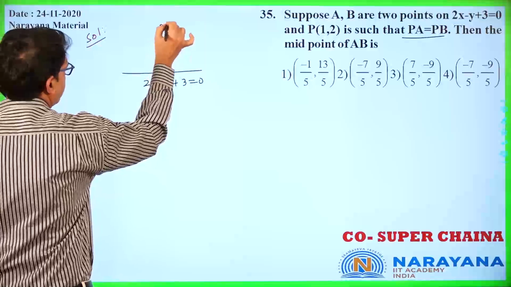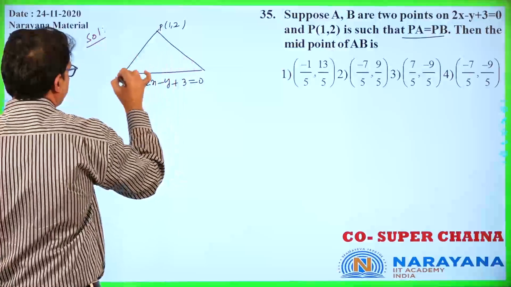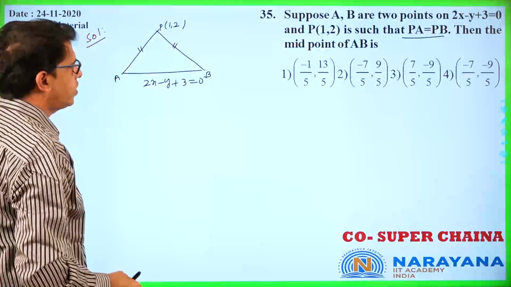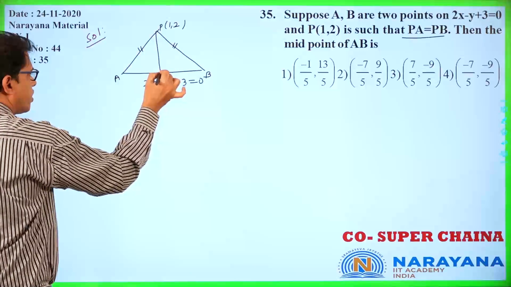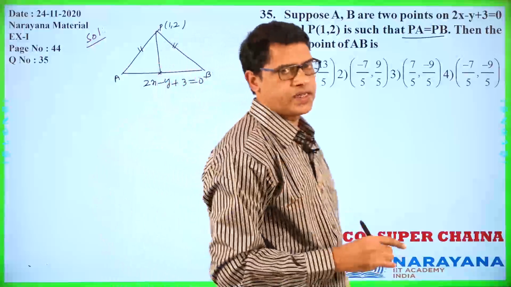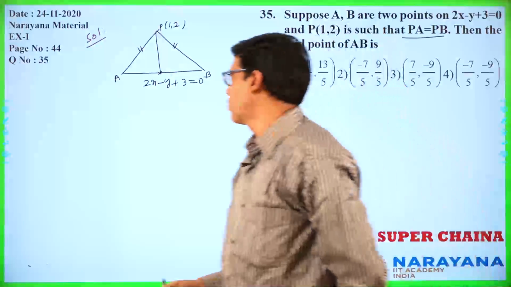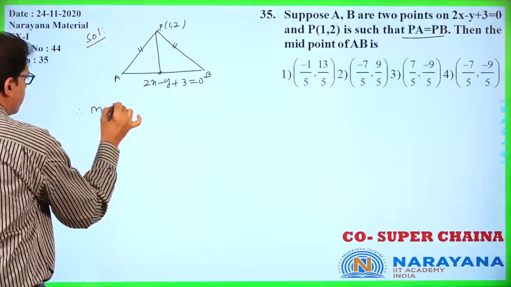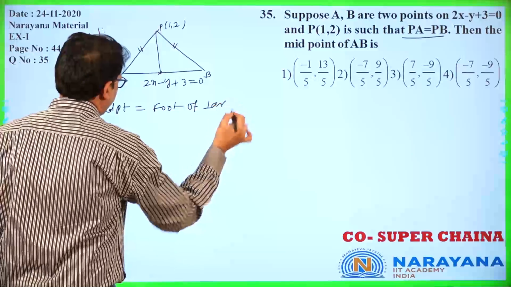Somewhere here we have P(1, 2). This is PA and this one is PB. What is given? PA equals PB. Then we have to find the midpoint of AB. Here the midpoint of AB is nothing but the foot of the perpendicular. Just now I told you, it is a perpendicular bisector, so this point must be the foot of the perpendicular. Therefore, the midpoint equals the foot of the perpendicular.